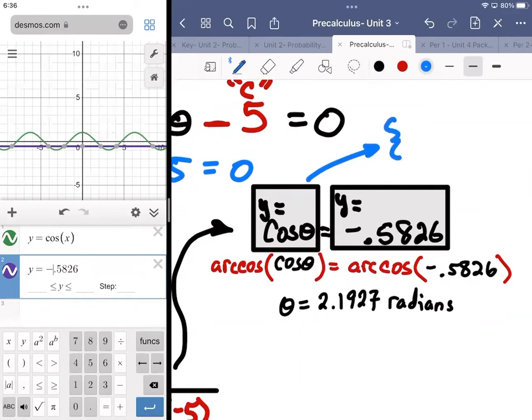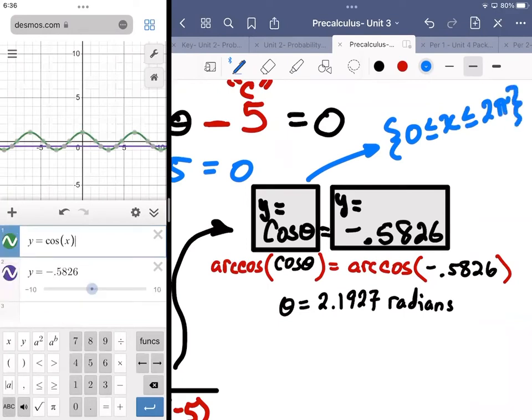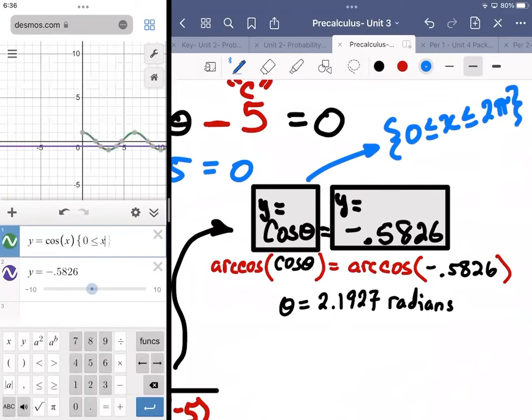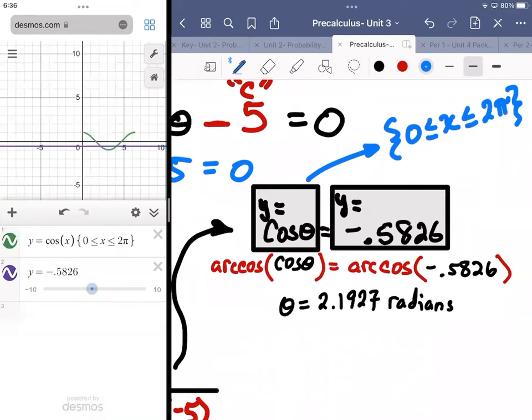So in Desmos, I would actually write 0 less than or equal to whatever variable I'm using, x in this case, less than or equal to 2 pi. That's what I'm going to put in here right after my cosine function, so that I only get the relevant part of the graph.